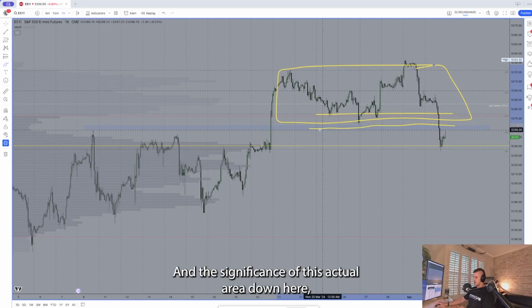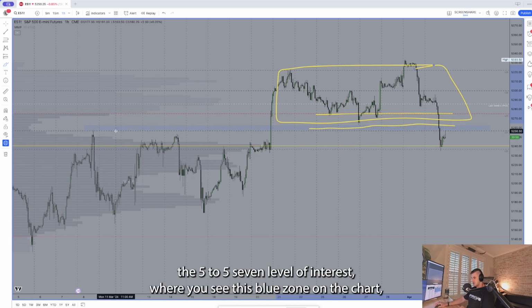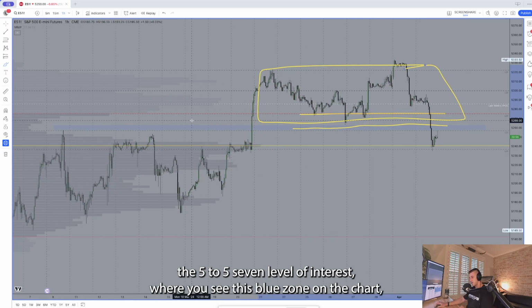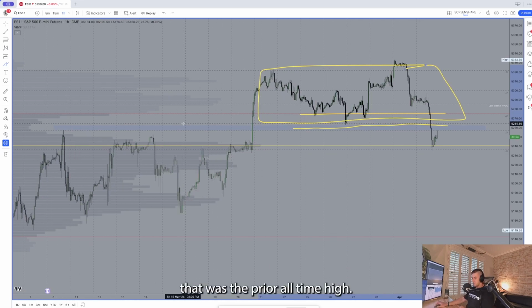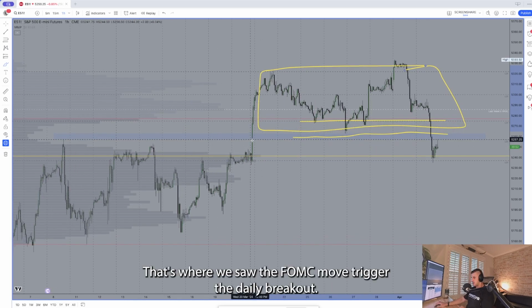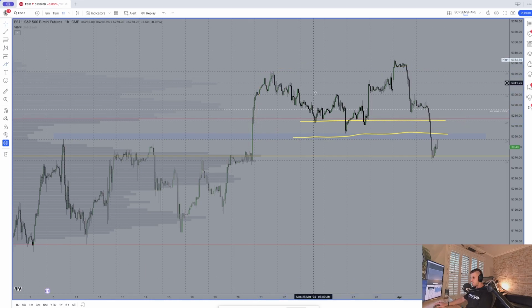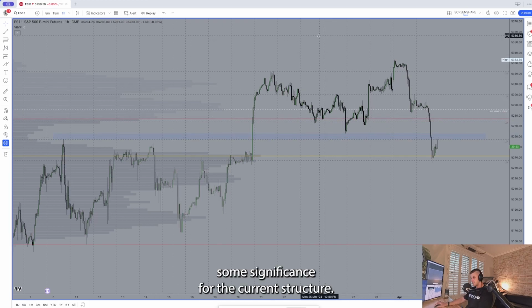And the significance of this actual area down here, the 5257 level of interest, where you see this blue zone on the chart, that was the prior all-time high. That's where we saw the FOMC move trigger the daily breakout. And so that area is going to hold some significance for the current structure.